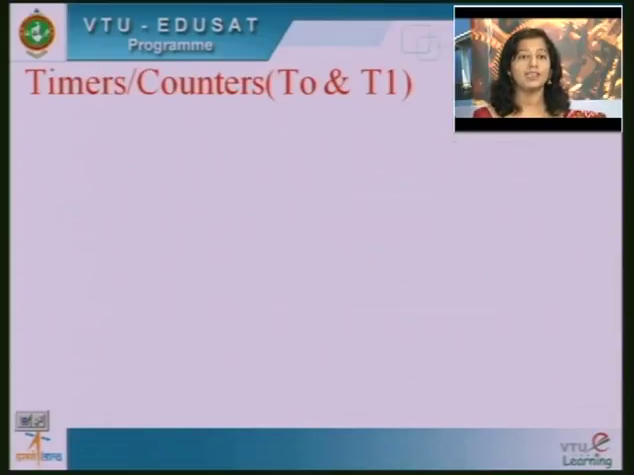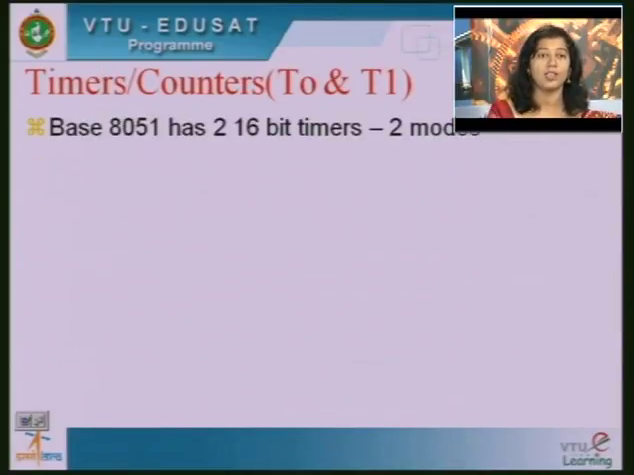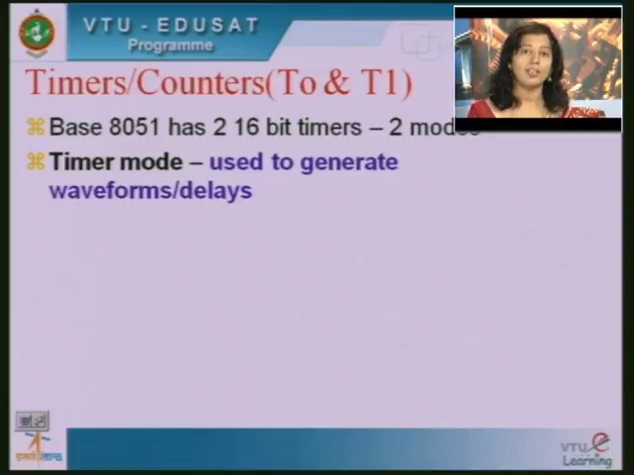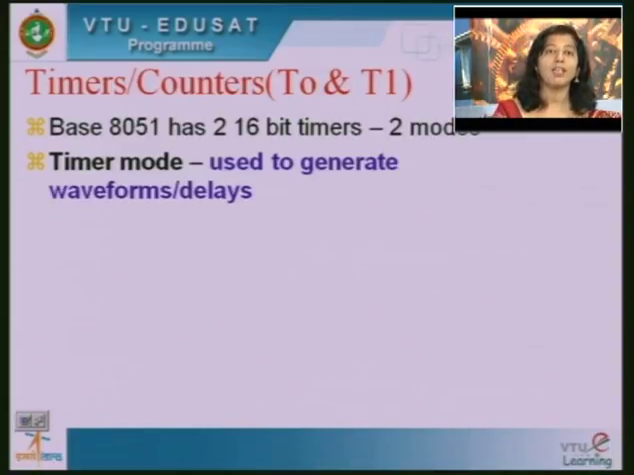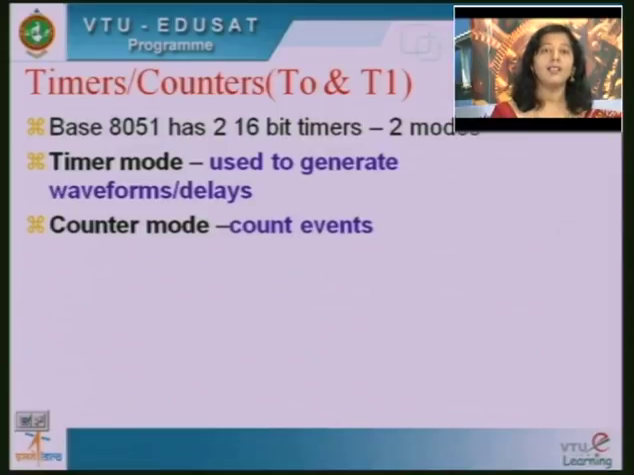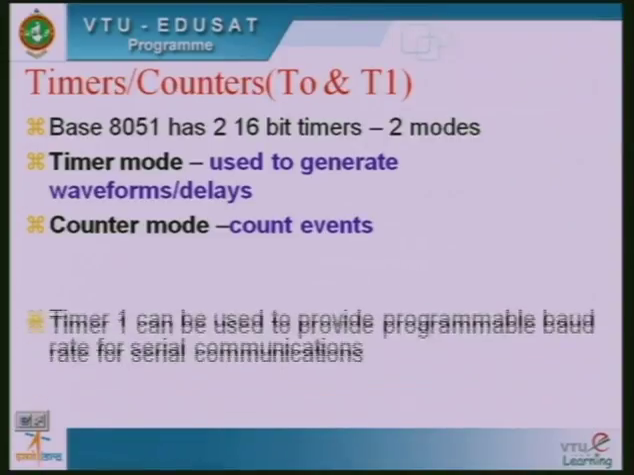Then we have two 16-bit timers or counters. These timers can work in two modes. One is called the timer mode. This timer mode is used to generate waveforms or delays. We can generate different types of waveforms or delays in the timer mode. In the counter mode, I can use this timer to count events. Say some event is happening, how many times does it happen? It can be used as a counter just to count the number of times.